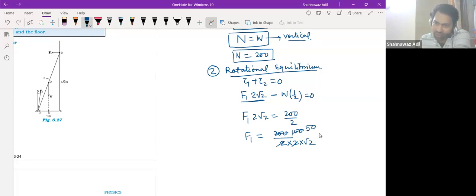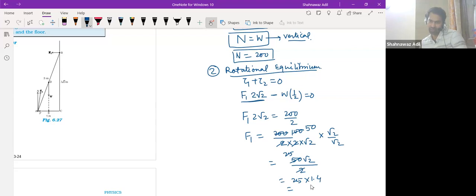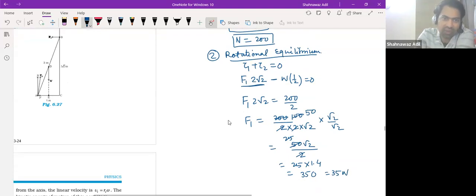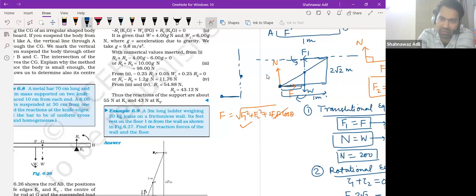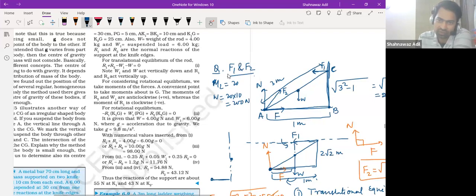So this is 100, this is 50. So this is root 2 divided by root 2. So 50 root 2 by 2. This is 25, right? So 25 into 1.41. This is about 35. So F1 is 35 Newton, which means that yes, F1 we wanted to calculate. The question was F. And F2 we can also calculate.